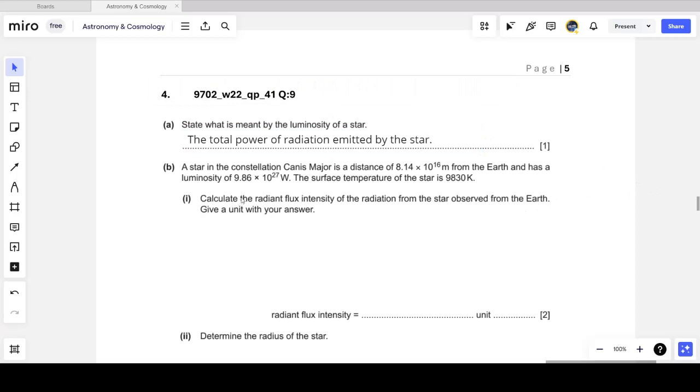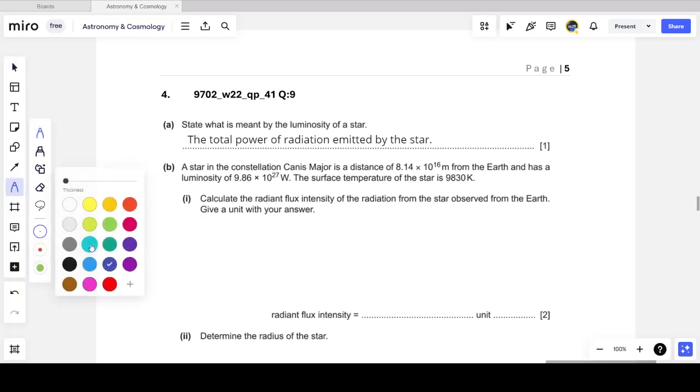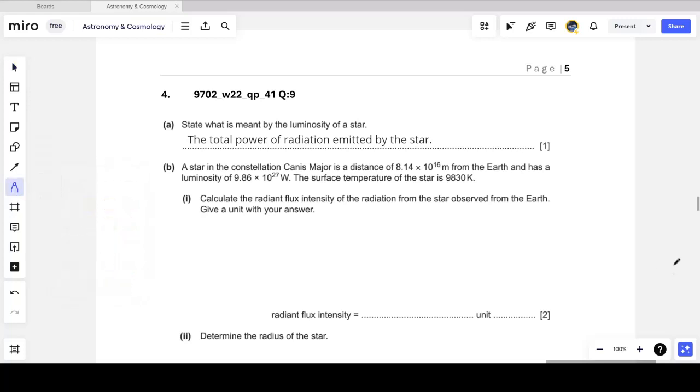Part B says that a star in the constellation Canis Major is a distance of 8.14 times 10 to the 16 meters from the Earth, has a luminosity of 9.86 times 10 to the 27 watts, and a surface temperature of 9,830 Kelvin. They want us to calculate the radiant flux intensity of the radiation from the star observed from the Earth, providing a unit with our answer. Okay, so we've seen something like this before. We're given the distance and the luminosity. Can you tell us what the flux intensity is?